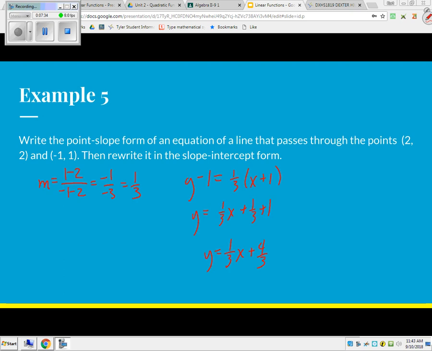Now, all we were given was 2 points on this. That shouldn't have been a problem. We should have plugged it into our slope formula to get 1/3. Now we have a slope. We have a couple points. I tend to choose the one that comes out a little bit smaller, plug it into point slope form, and I get my final answer of 1/3 x plus 4/3.